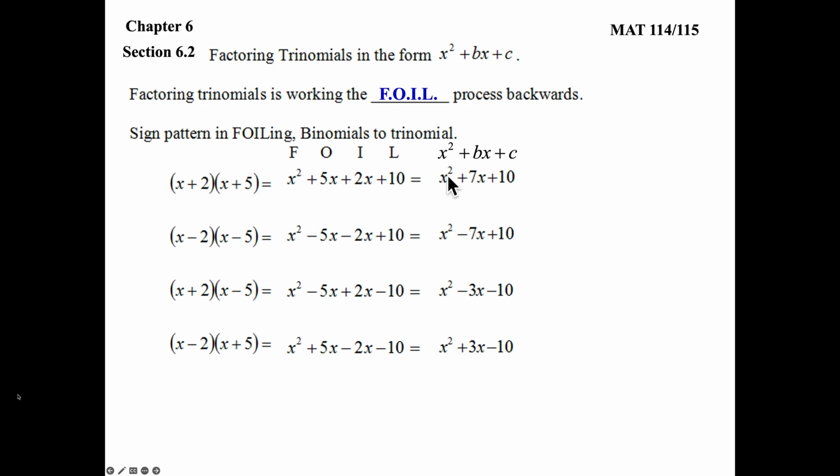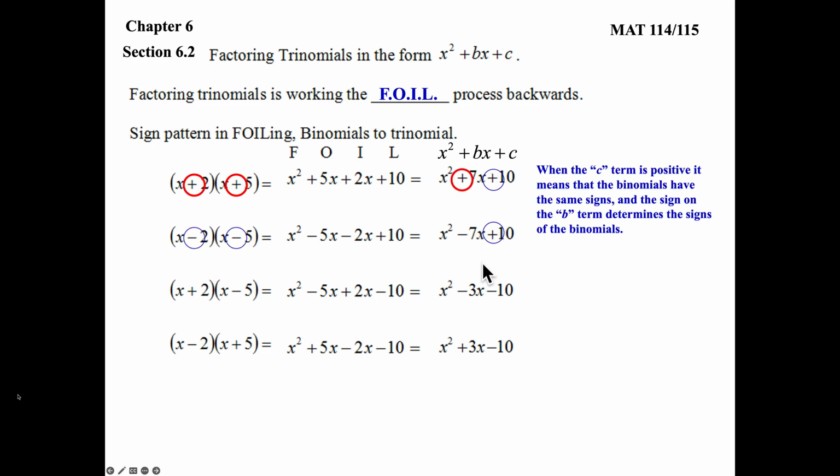So notice that the first two trinomials here have a plus 10. So if this is a plus on your constant c, that tells us that the two binomials have to have the same signs. Okay, well, how do I know which sign it is? Well, if you look at the middle term b, if it's a plus, then my two binomials are both plus signs. If my middle term is a minus, then my two signs in my binomials are minus signs. So this is going to kind of tell me already what my answer has to look like. I just need to fill in the individual terms.